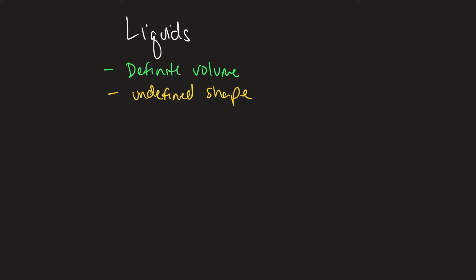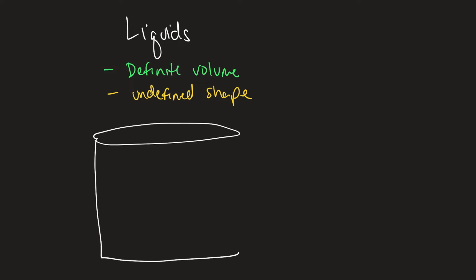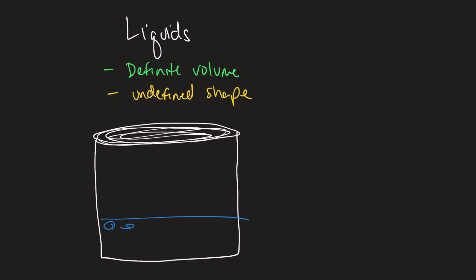So for example, if we have a closed container, this container is closed at the top. Here we will have your liquid substance. Now this liquid substance has a little bit more energy than its solid counterpart, and that's because the intermolecular forces that are holding these particles together are not as strong. So these molecules are moving around each other. They're able to take the shape of the container.